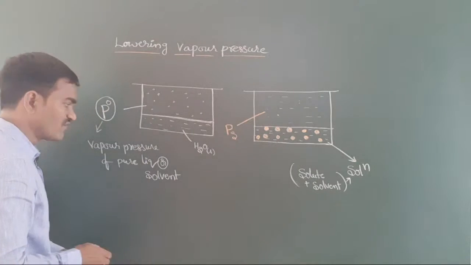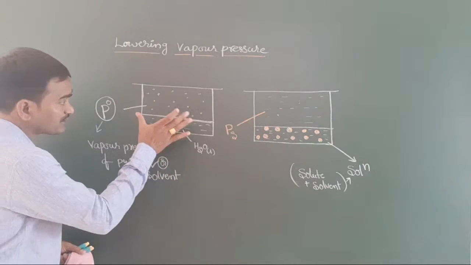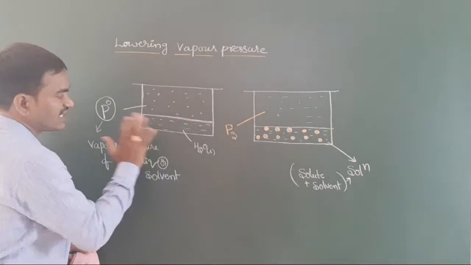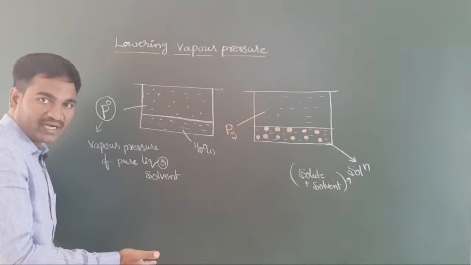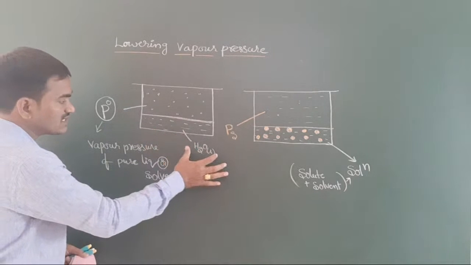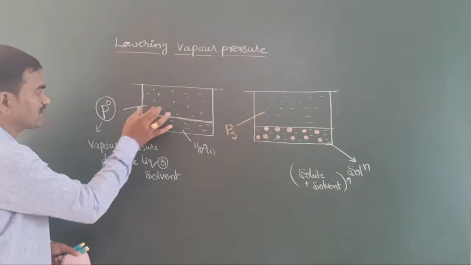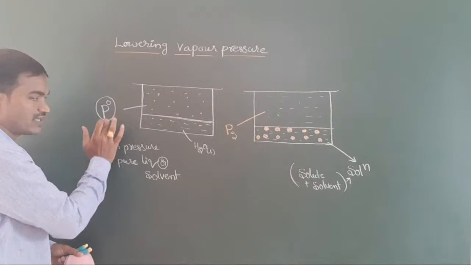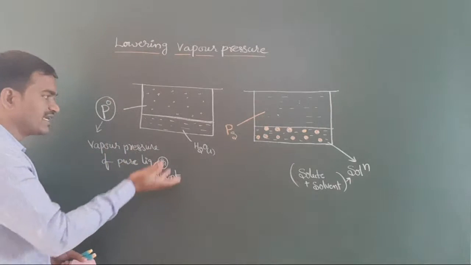Any doubt in this? First I have taken one vessel. In this vessel I have taken water, that's nothing but a solvent. In the solvent, its vapor pressure I am taking as P naught. So you can take it like this.